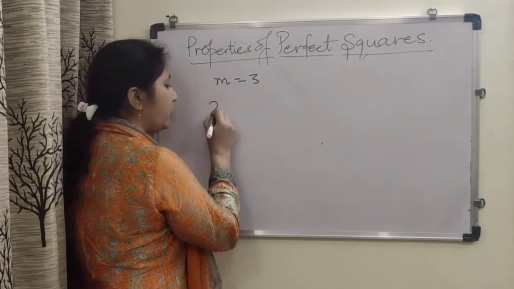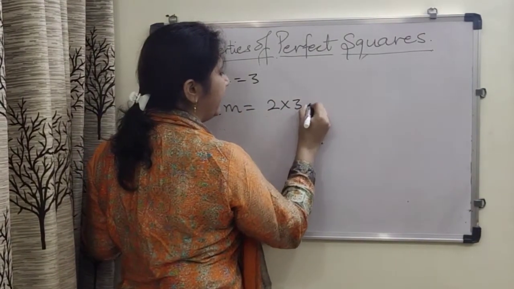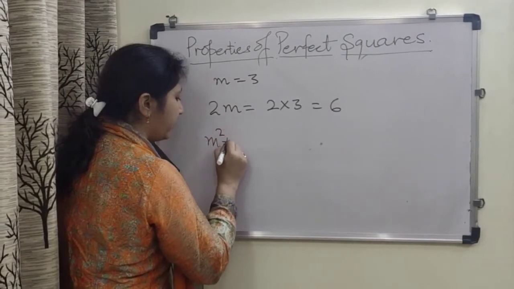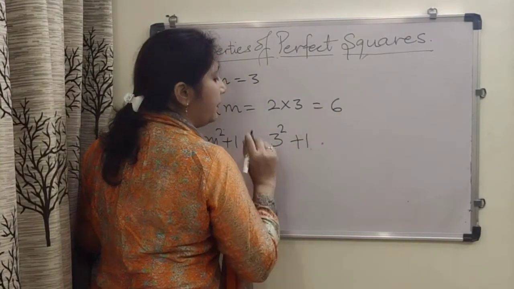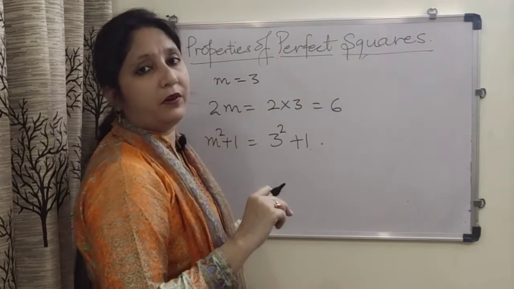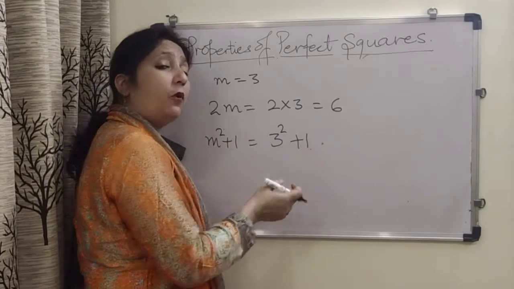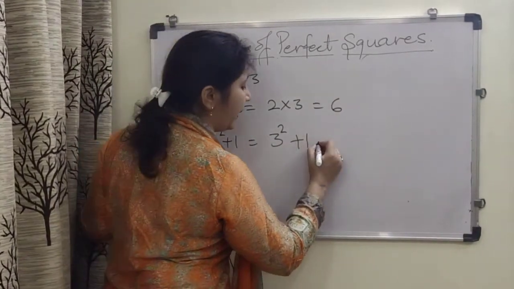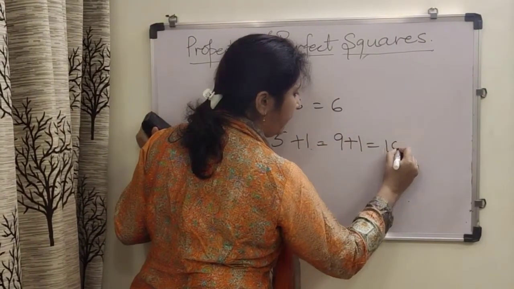Now what would be 2m, another member? 2 into 3, that is 6. And what would be m square plus 1, children? That is 3 square plus 1. Children, first we will square the 3, then add 1. Don't do that 3 plus 1, 4, then 4 square. No, it is not. It is first the square of 3, that is 9, plus 1, 10.